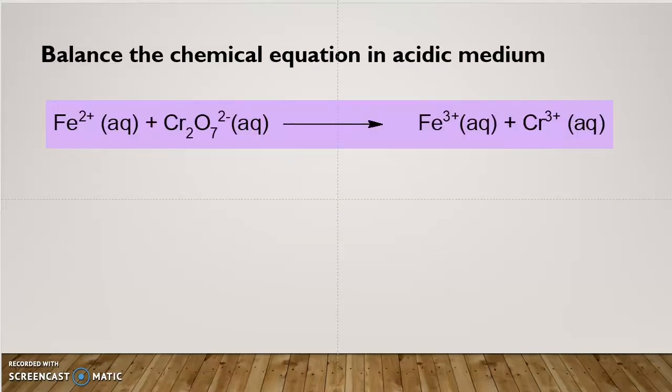The question asks you to balance the chemical equation in acidic medium. Since it is mentioned in acidic medium, this is something that you have to ponder, right? And you are given the equation. So the first step is you have to separate. We call it separate.